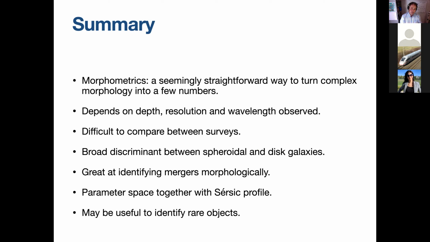And now typically we combine this with Sersic profiles and this morphometric space, and that gives us a vector that quantifies my morphology. It turns my morphology into basically 8 numbers. And that's the kind of thing that you can use for machine learning.